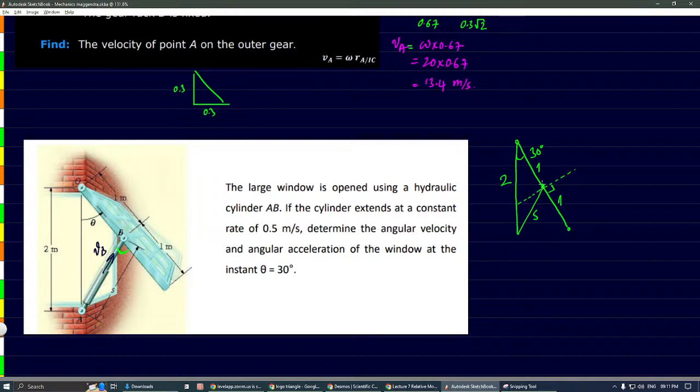Because this is perpendicular, no? Once we know this component, we can find omega here. That's the reason I'm trying to find that. Yes, length is not given, no? Find this.